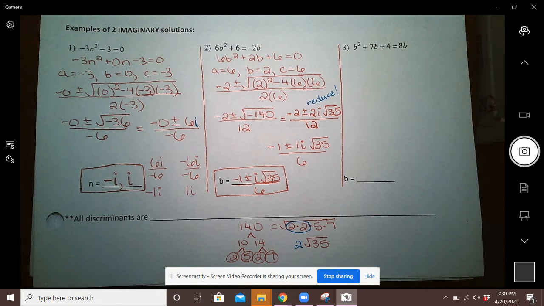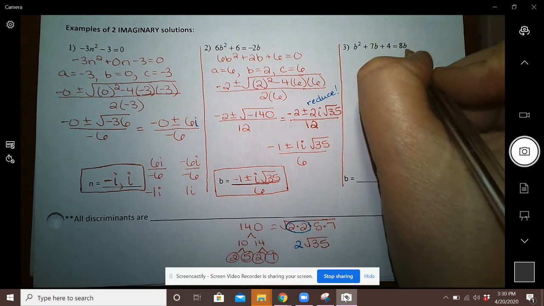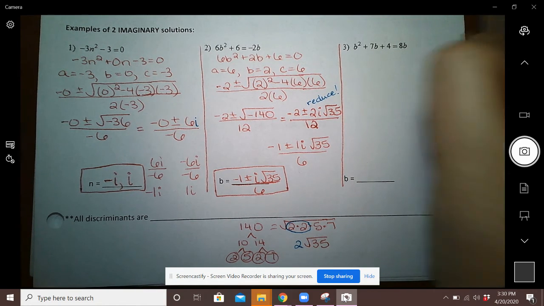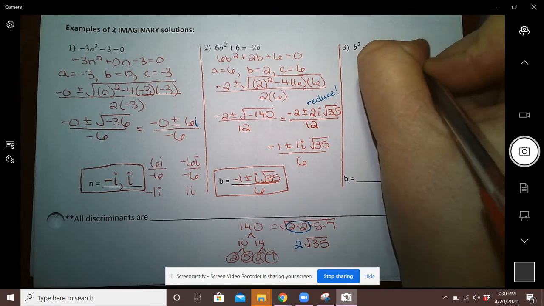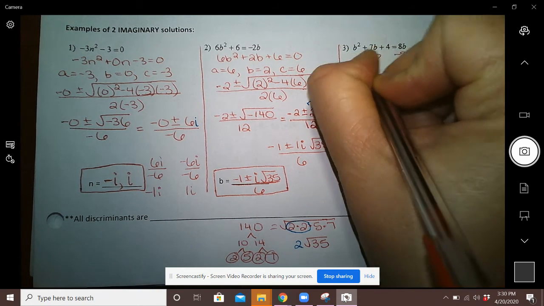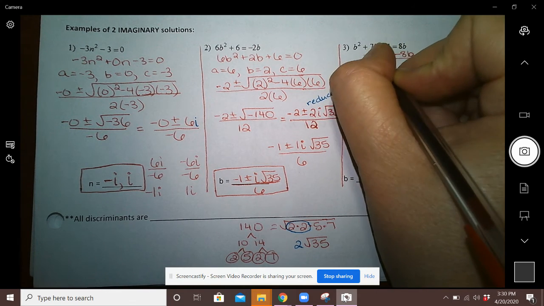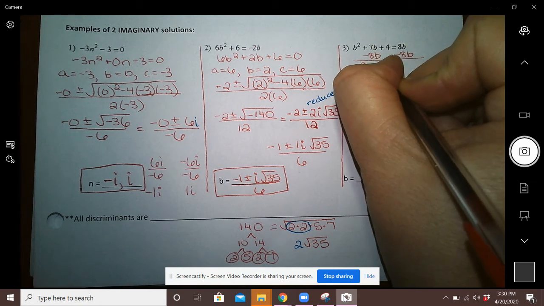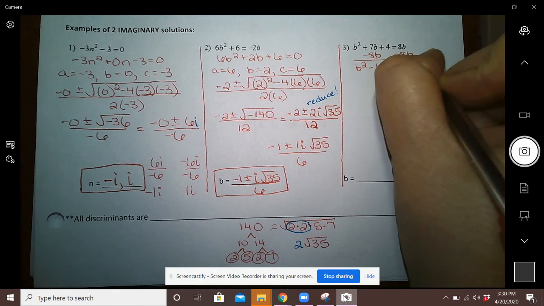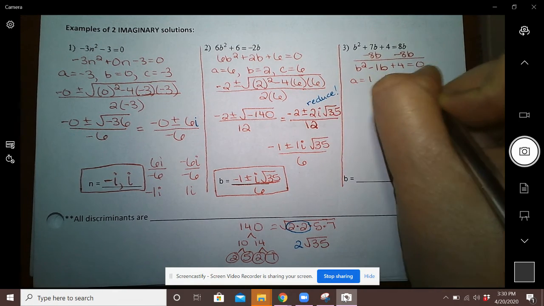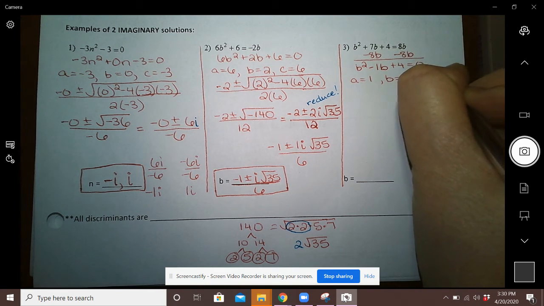Okay, my final example for this unit. Let's take a look. Of course, we're not in standard form. Hopefully, we're getting a lot of practice with that. I'm going to subtract this 8b and set it into the linear position. So b squared, 7 minus 8 is negative 1b plus 4. So the a value is positive 1, the b value is negative 1, the c value is 4.